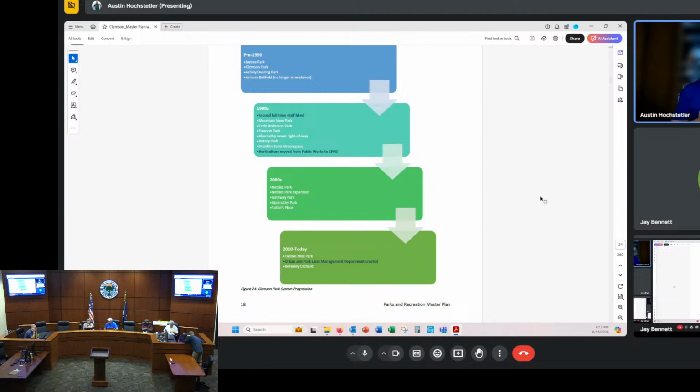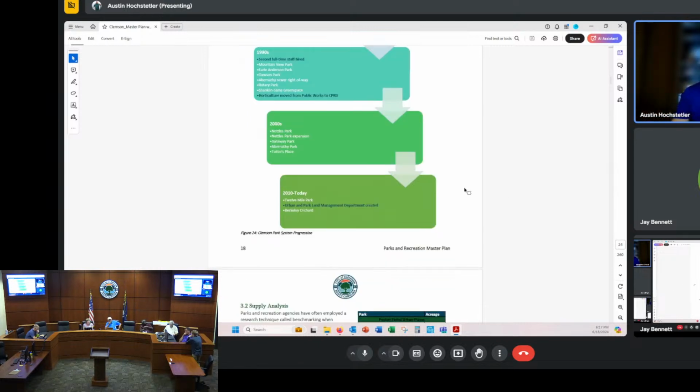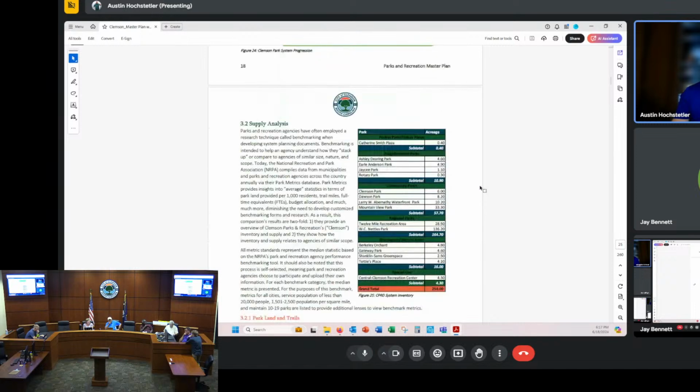So why we put this together was to get an understanding that the system has really expanded, but staffing has not expanded to nearly the same degree to measure it with the experiences and the infrastructure that has been put in over the years.